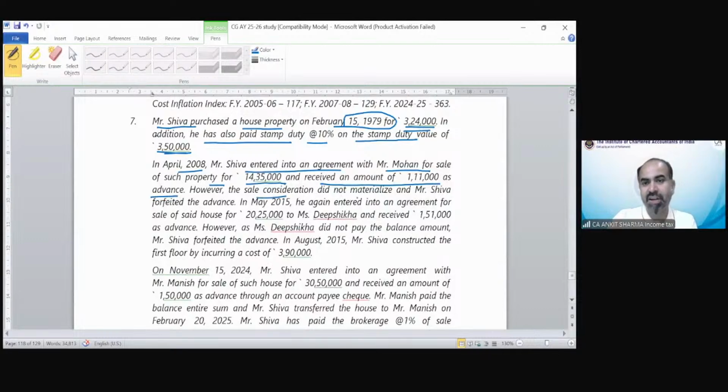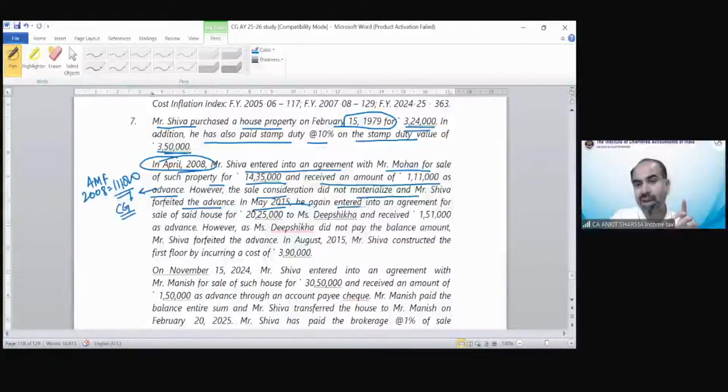However, the sale consideration did not materialize and Mr. Shiva forfeited the advance in May 2015. So this advance money forfeiture of 1,11,000 has been done before the old provision. Technically this is going to be reduced from your cost of acquisition because it has been done before 31st March 2014. So this is going to affect your capital gain when the property is transferred, as the cost of acquisition is going to be reduced by this amount.